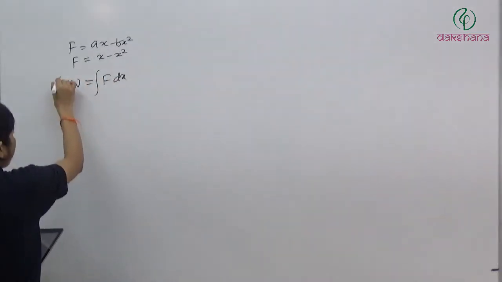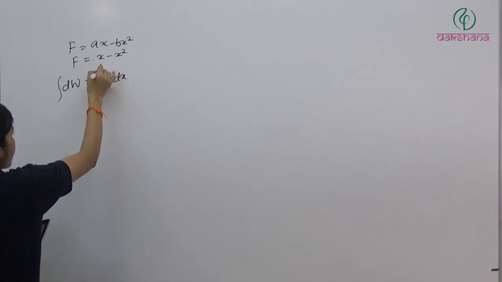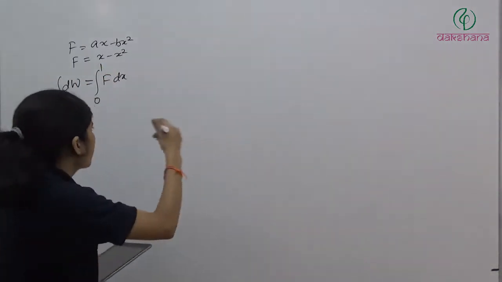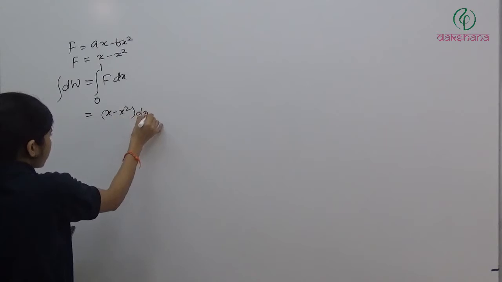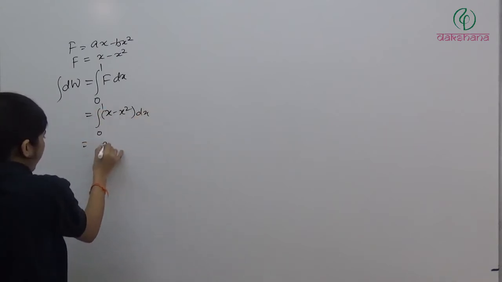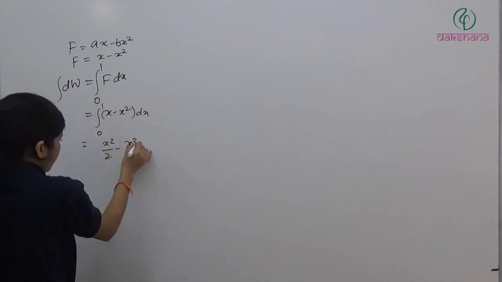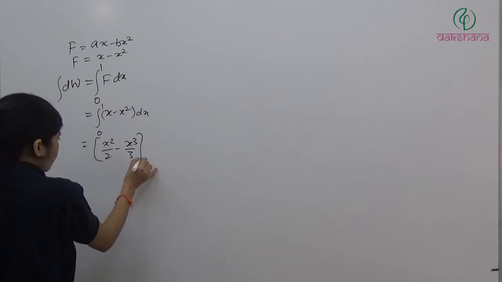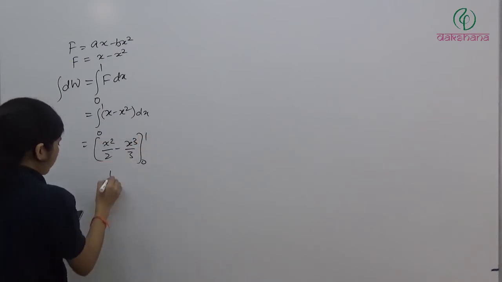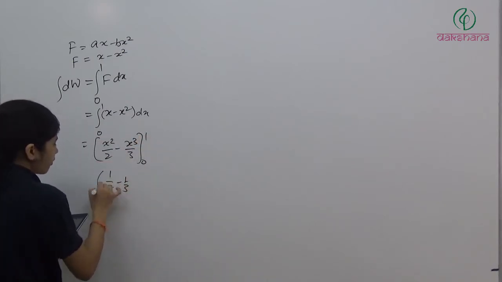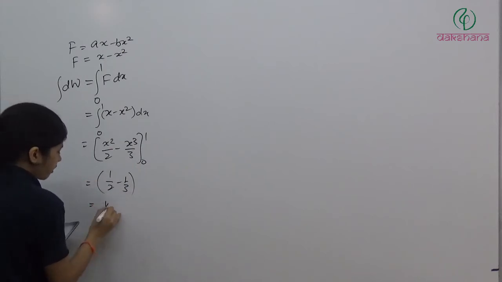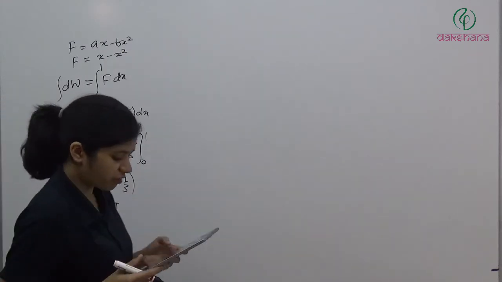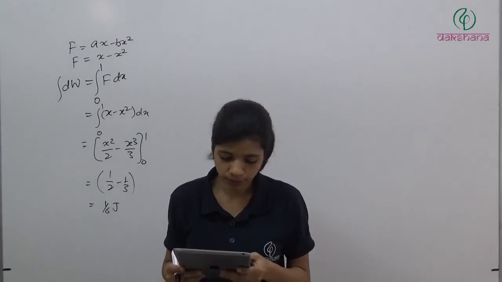So it will be from 0 to 1, up to first 1 meter. So just put the values, x minus x square dx, you know the integration, it will be x square by 2 minus x cube by 3 from 0 to 1. When you put 1, you will get 1 by 2 minus 1 by 3, and when you put 0, you will get 0. So it will be 1 by 2 minus 1 by 3, it will be 1 by 6 joules. So answer will be first option.